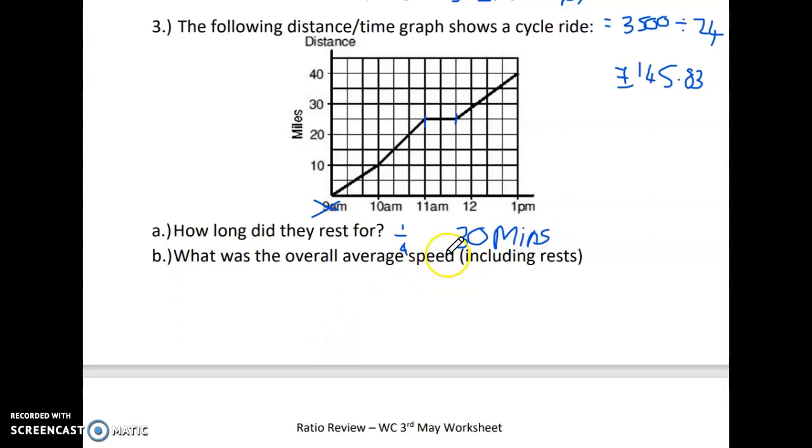What is their overall average speed? What distance have they done? They've done 40 miles, and it took them 4 hours, so 1, 2, 3, 4, yeah, 4 hours. So what we'll do is 40 shared by the number of hours it took them. So their speed is going to be 10 miles per hour.